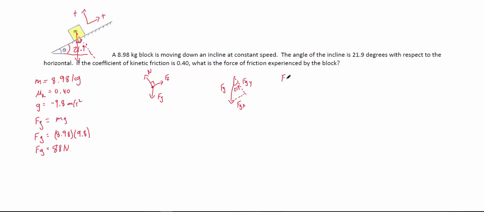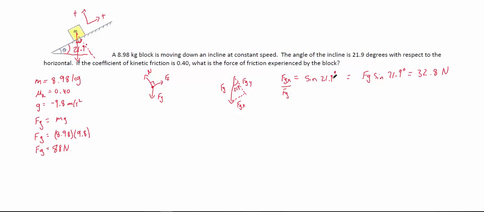So the x component, force of gravity in the x direction, is opposite over hypotenuse: Fg x over Fg is equal to the sine of 21.9 degrees. To solve for that, we bring the Fg over to the other side, so we get Fg sine 21.9 degrees. Putting that into the calculator, 88 times the sine of 21.9 degrees, we get 32.8 newtons for the x component.